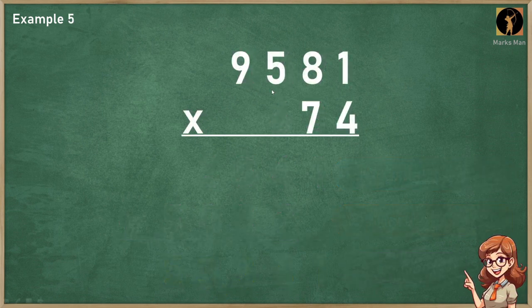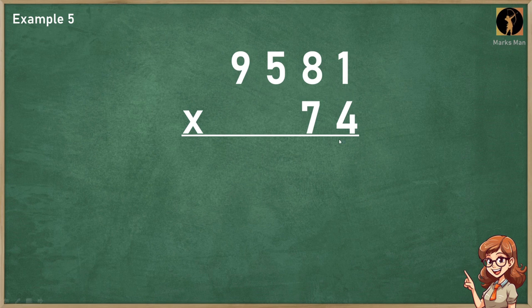What is 9,581 times 74? Here we have a 4-digit multiplicand multiplied to a 2-digit multiplier. So just follow the steps that we did earlier. First step, let's multiply the ones place of our multiplier to each digit in the multiplicand starting from the ones place. In this case, that is 1.